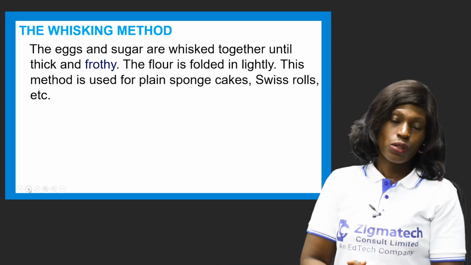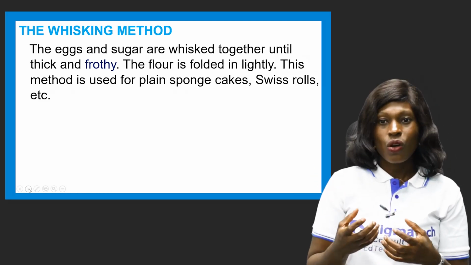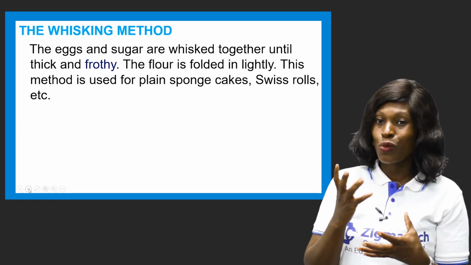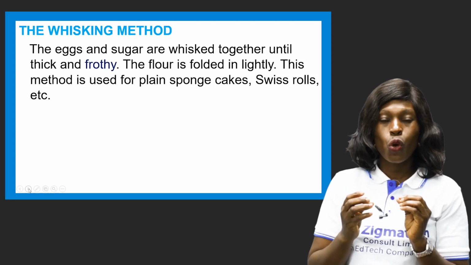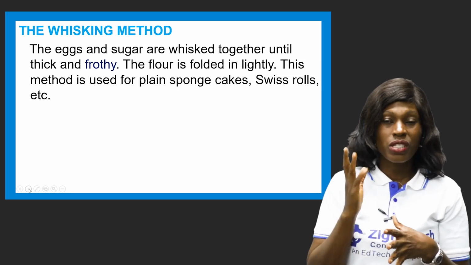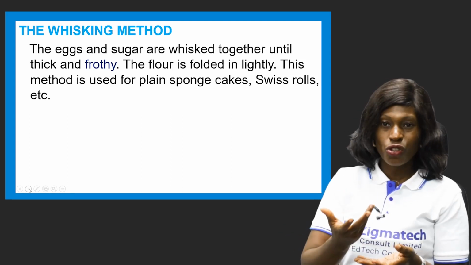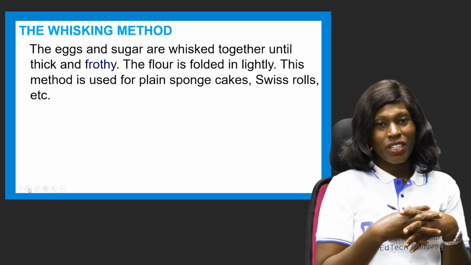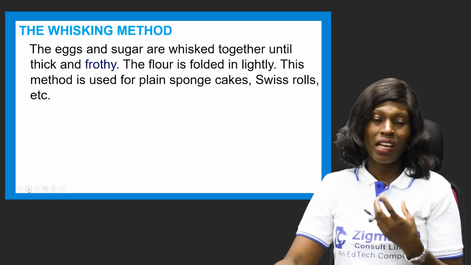Now, we also have the whisking method. Here, the eggs and sugar are whisked together until they are thick and frothy. You keep whisking and whisking. This whisking method is usually used for your sponge cakes or Swiss rolls. At the end, you fold in the flour into this mixture of eggs and sugar. You just keep whisking your eggs and sugar until they come together, thick and frothy.